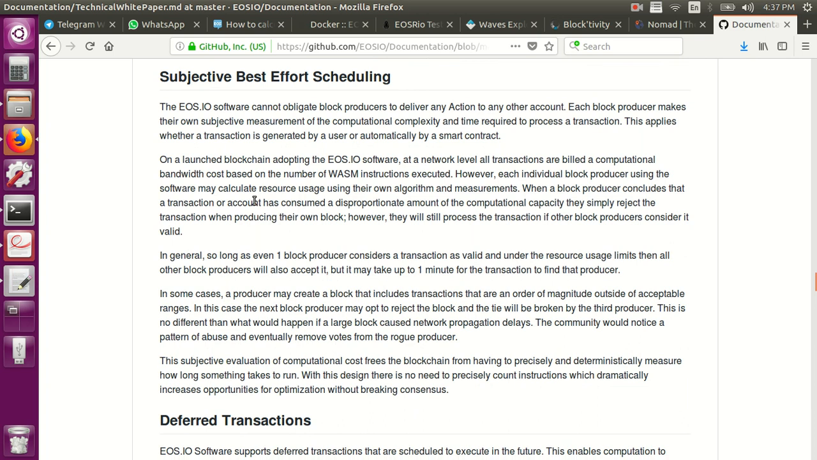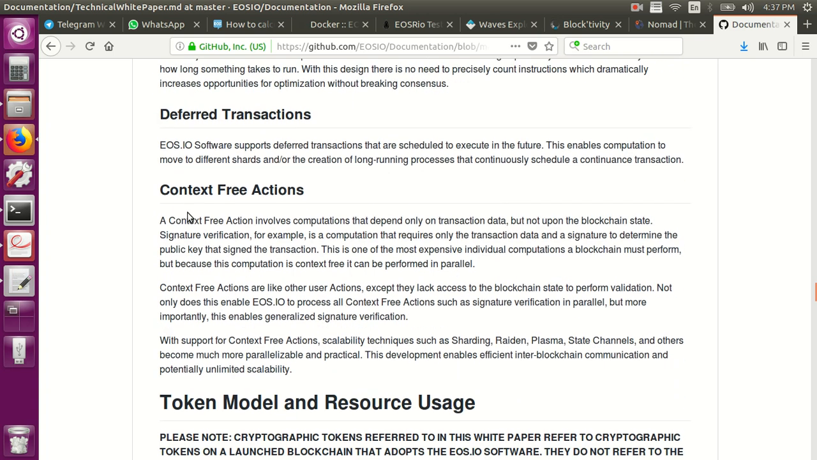Subjective best effort scheduling is essentially the block producers get to pick. So in Ethereum, when you run out of gas, there are gas limits, right? So you can't do infinite loops, things like that. With this, they're letting the block producers decide what is an infinite loop, how long are we going to allow this transaction to happen.